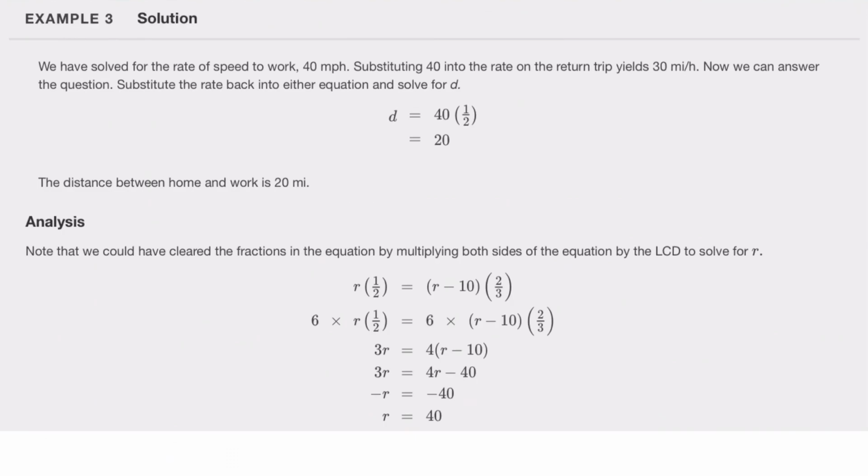So note that we could have cleared fractions in the equation by multiplying both sides of the equation by the LCD to solve for r. That's the way that we did it, right? Then multiply both sides by 6. We got the same thing. Okay.